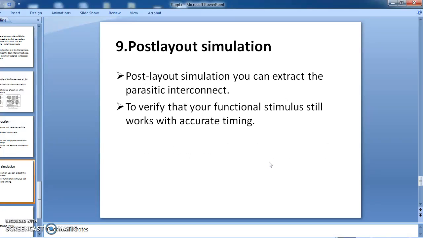Ninth step, post-layout simulation. In post-layout simulation, you extract the parasitic interconnect and verify that the functional simulation still works with accurate timing. In post-layout simulation, some methodologies are used. First one is DRC, design rule checking. Second one is ERC, electrical rules checking. Third one is LVS, layout versus schematic check.